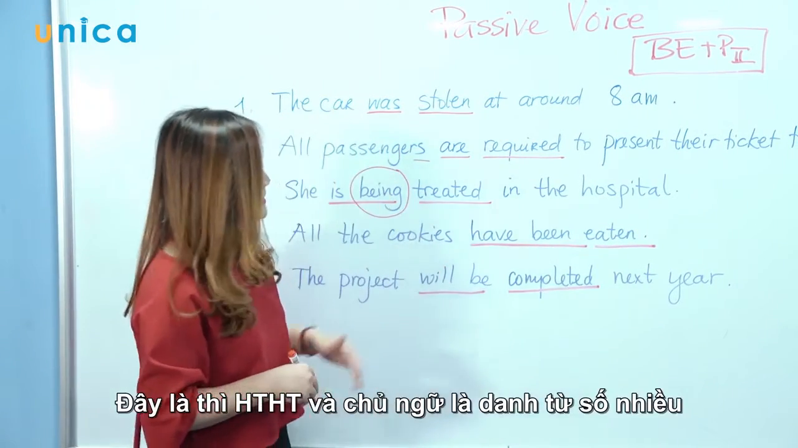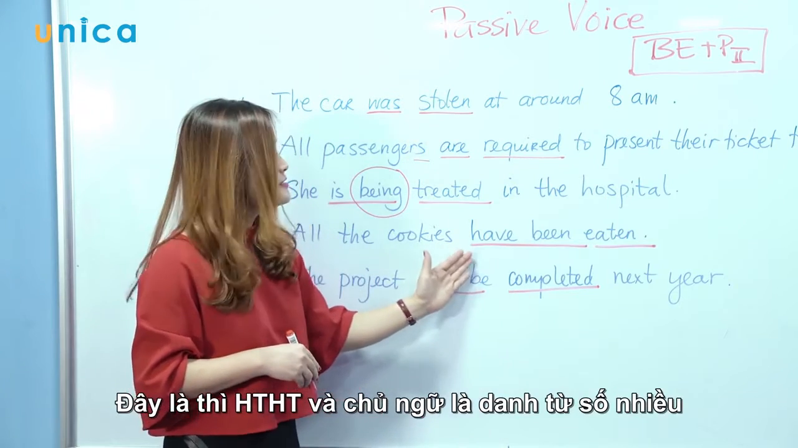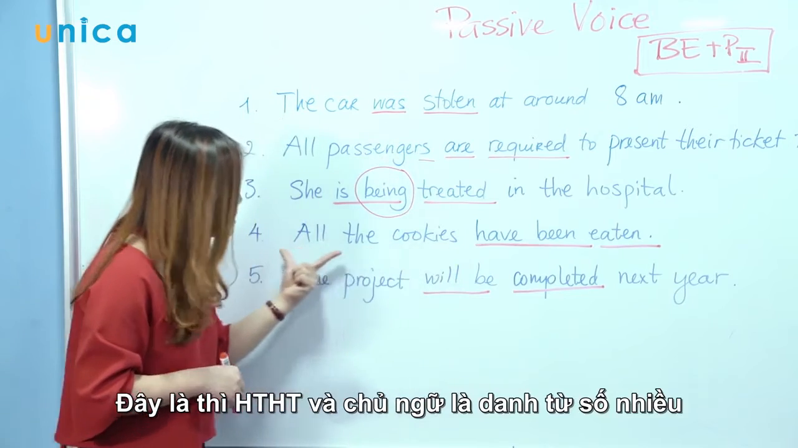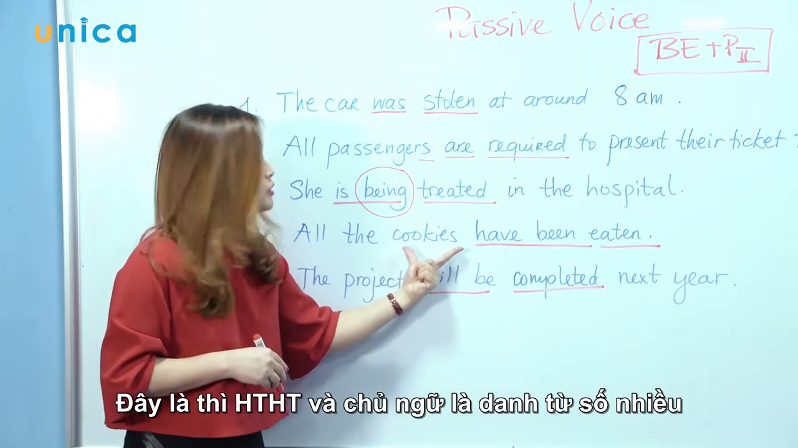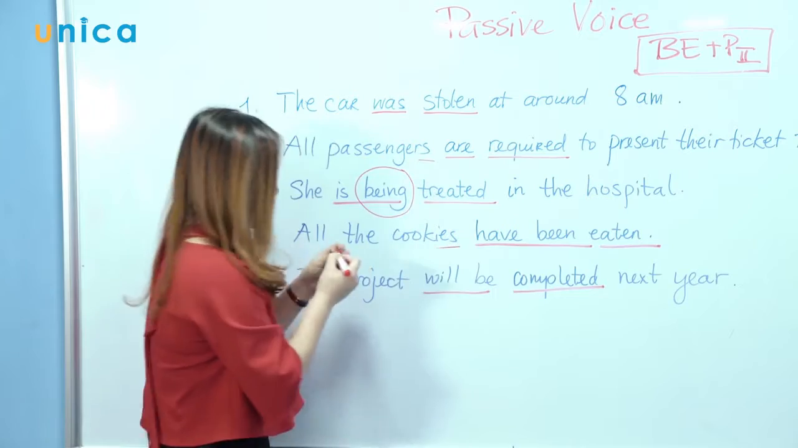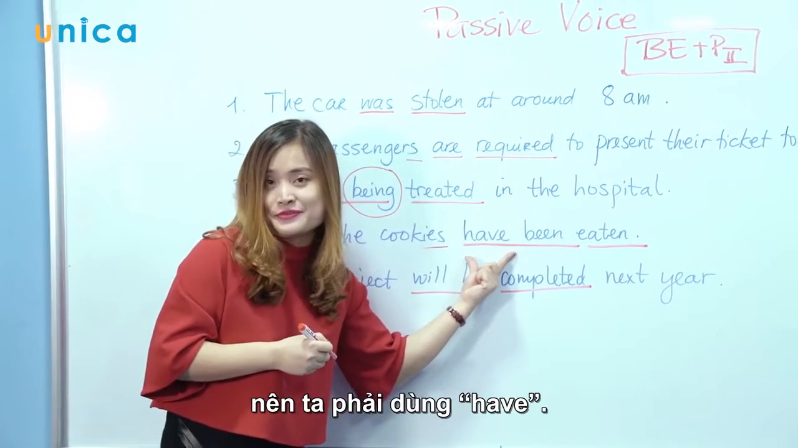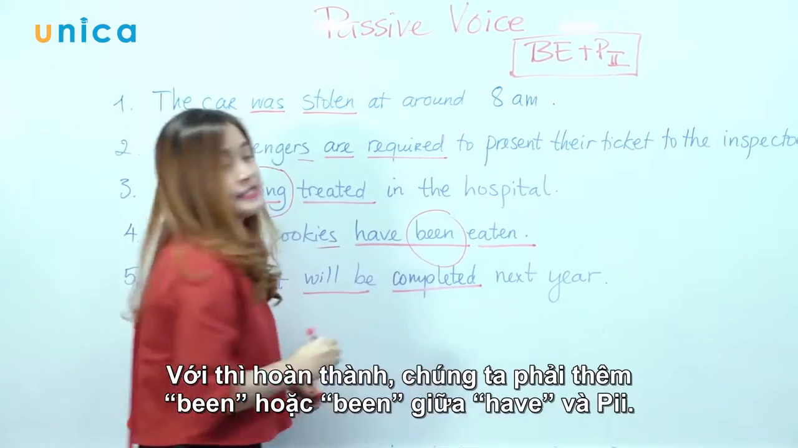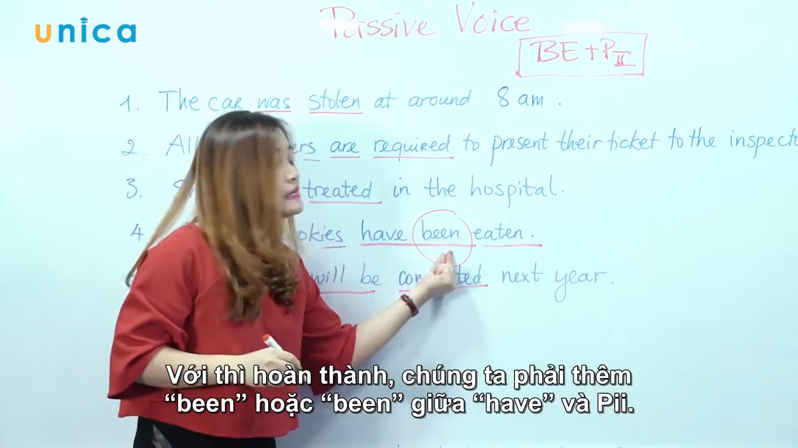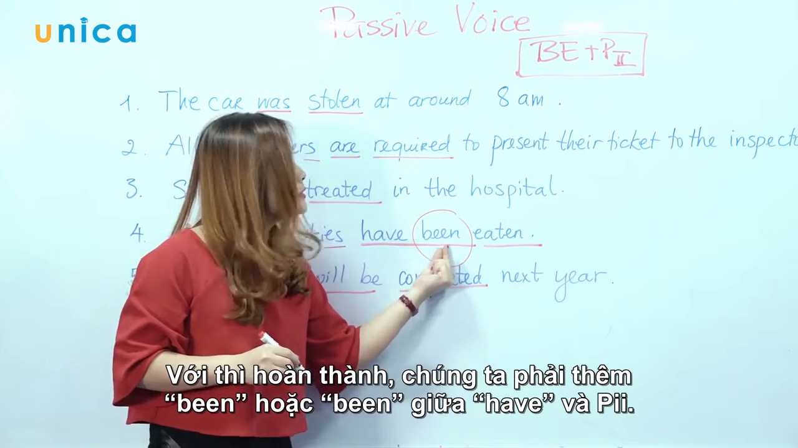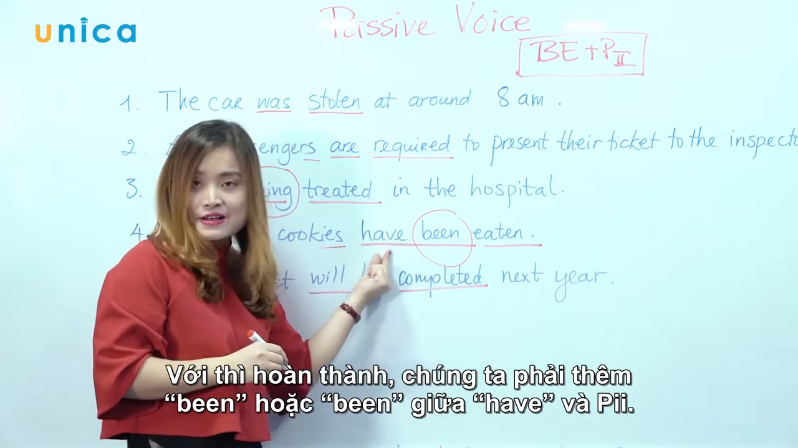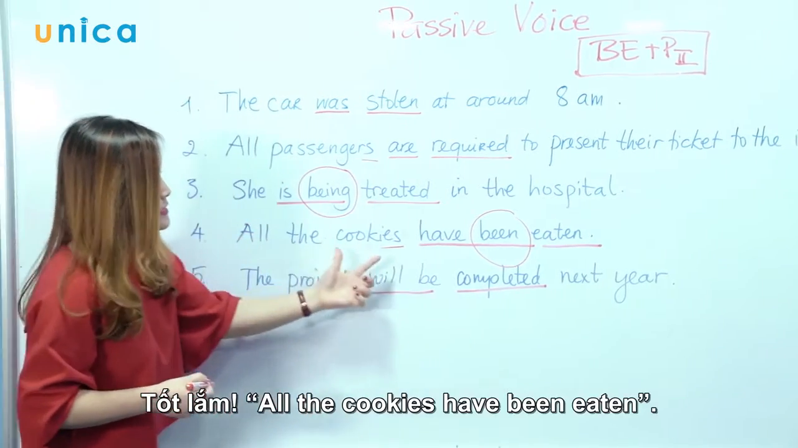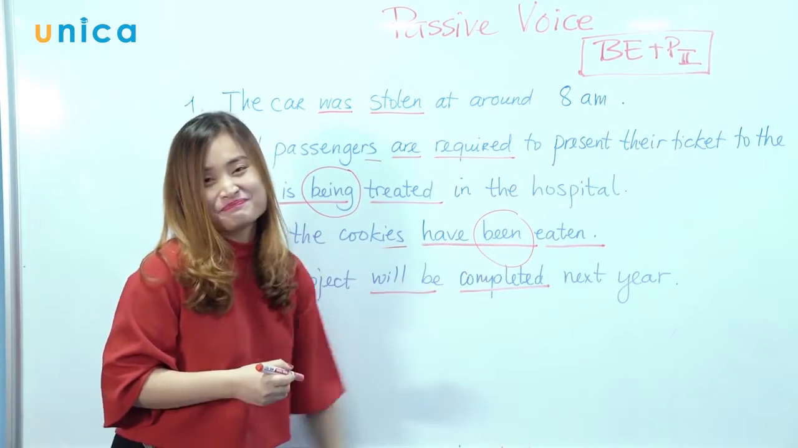Number four, all the cookies have been eaten. All right? So this one is present perfect. And the subject here is a plural noun. So we have to use have. And for perfect tenses, we have to add been, or put been between have and P2. Good job. All the cookies have been eaten.